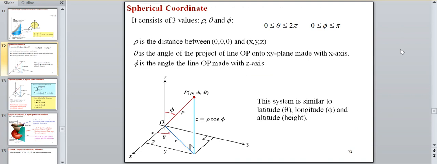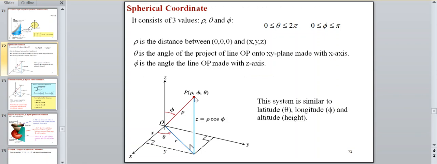Okay guys, next we are going to introduce another coordinate system for three-dimensional space, which is called a spherical coordinate system. In this system, any point in three-dimensional space is denoted by three values: rho, phi, theta. Suppose that we have a point P with Cartesian coordinates x, y, z in three-dimensional space.